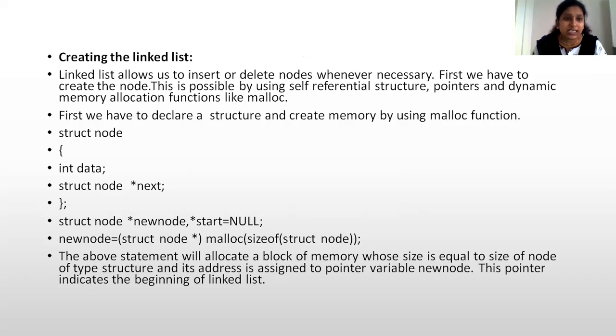So if you want to create a list, a list allows us to insert or delete nodes whenever necessary. First, we have to create the node. So this is possible by using a self-referential structure called pointers. So first we have to declare a structure and create memory by using malloc function. We are going to create a node which is having two fields called your data field and next field, and we are going to allocate the memory dynamically for this new node which we are creating.